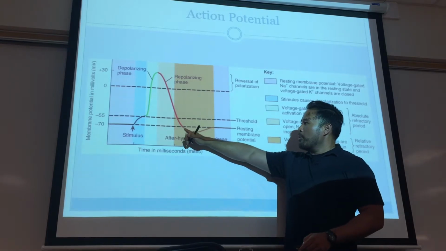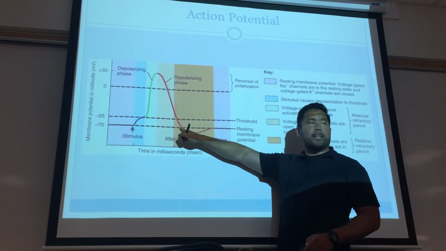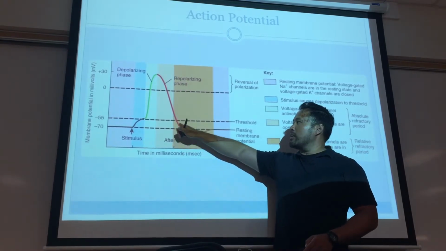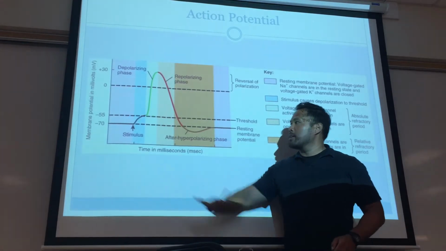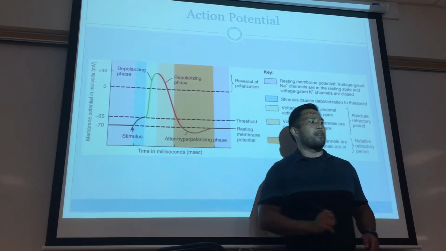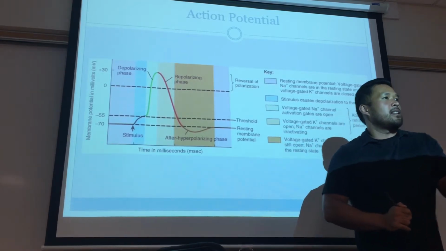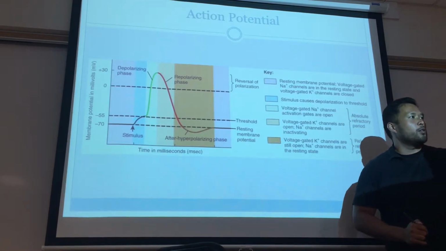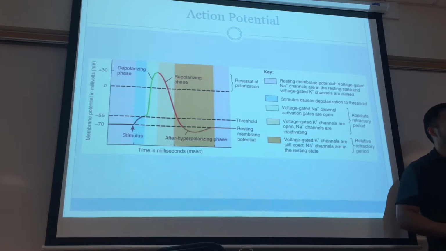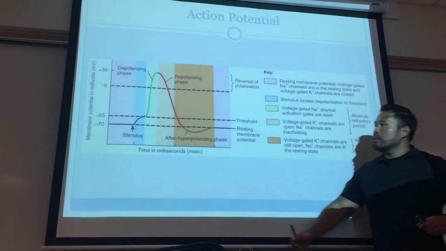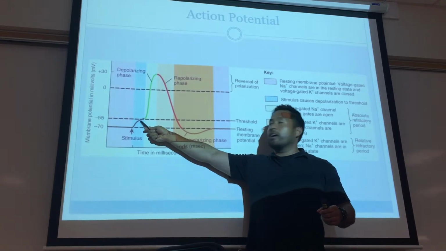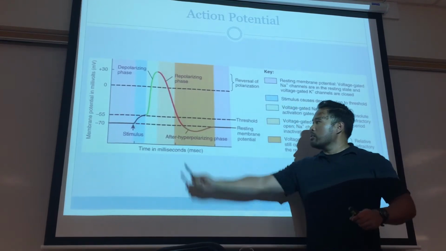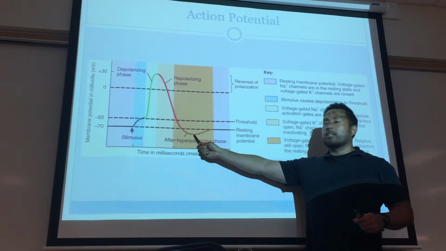The after hyperpolarization phase, take a look, we're at -70. In order to elicit an action potential, what membrane potential difference do we have to get from rest to -55? We have to go from -70 to -55. What's the millivolt difference that you have to get? 15, right? So this stimulus has to elicit a 15 millivolt difference in order to reach threshold. Take a look at what's happening at the after hyperpolarization phase.